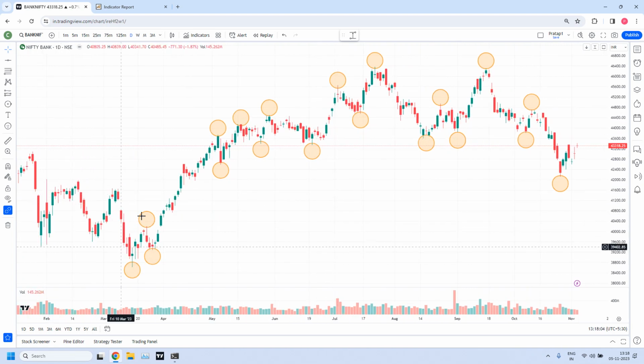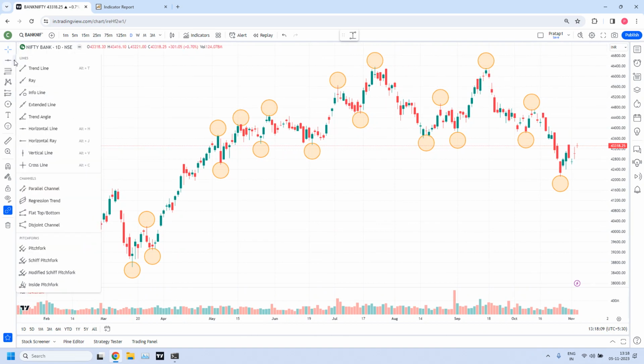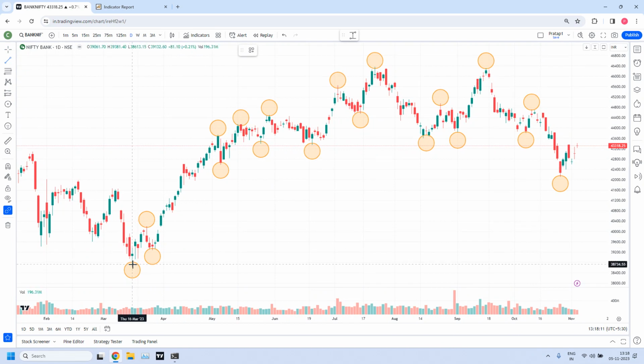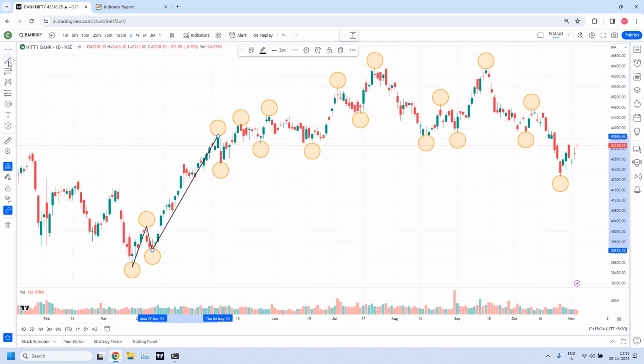So now what is the next step? Draw these trend lines to get clarity about the swing movements. That is swing low to swing high. Now swing high to this swing low. Now this swing low to the next swing high. Again from here to here.